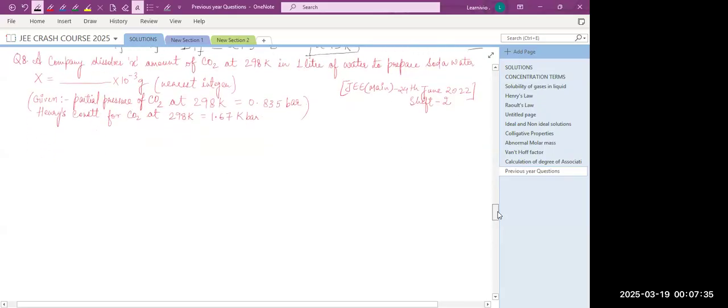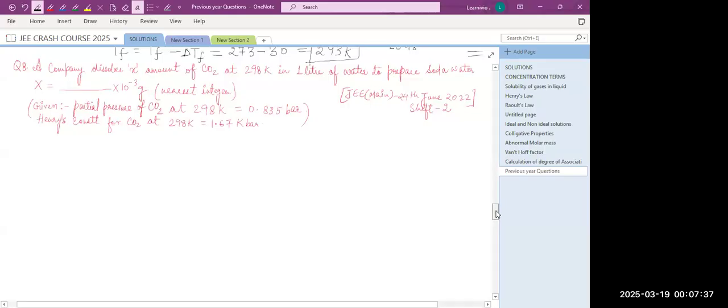Okay, so let's do the next question. Question number 8 says: a company dissolves X amount of carbon dioxide at 298 Kelvin in 1 liter of water to prepare soda water. What is the value of X here? X equals dash into 10 to the power minus 3 gram. What is given here is the partial pressure of carbon dioxide and the Henry's constant value for carbon dioxide.